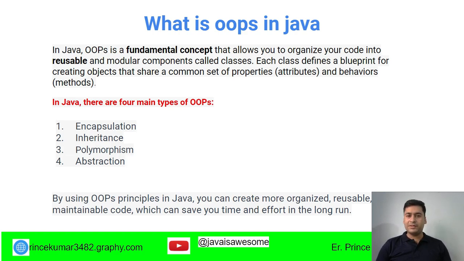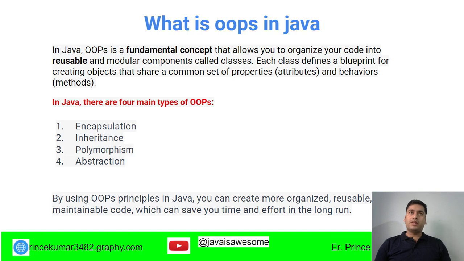This is the fundamental concept which allows you to organize your data into reusable modular components called classes. Each class defines a blueprint for creating objects. So what is the blueprint for creating objects, and how can we create objects in Java? Objects share a common set of properties. Whatever objects we have created from a particular class have a common set of properties, which are attributes, behavior and methods. In Java there are four main types of OOPS. I will go one by one through the OOPS concepts and explore each of them.